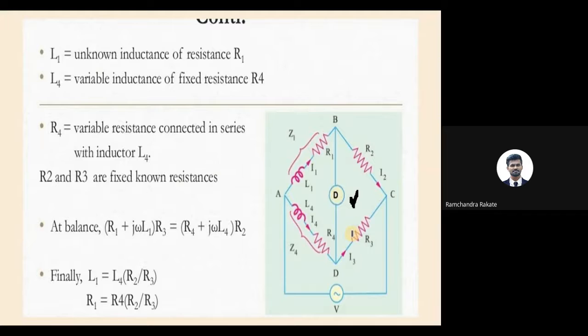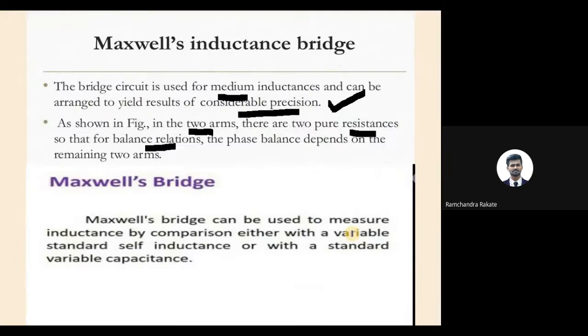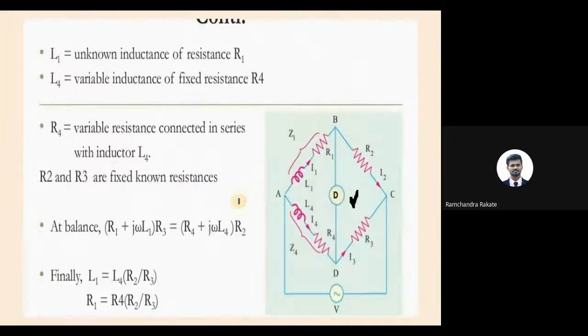Okay, so first let us understand what these AC bridges consist of. This is what we are looking for first, the Maxwell inductance bridge. There are two types of these Maxwell bridges: one is inductance and the other is capacitance. Let us see these different types one by one.